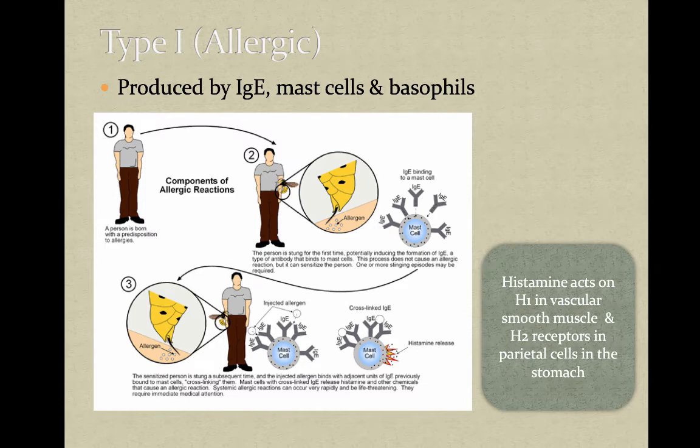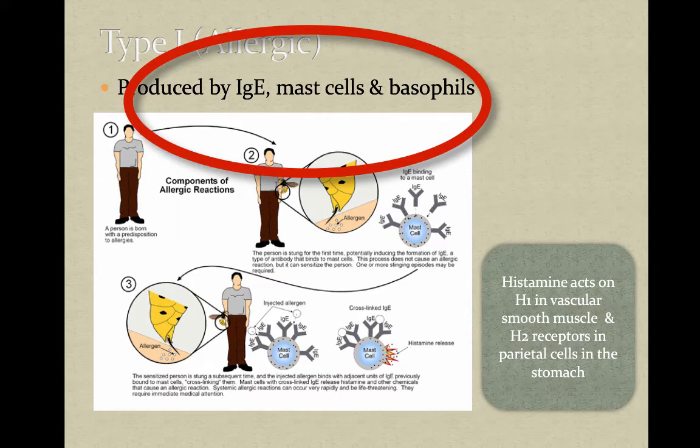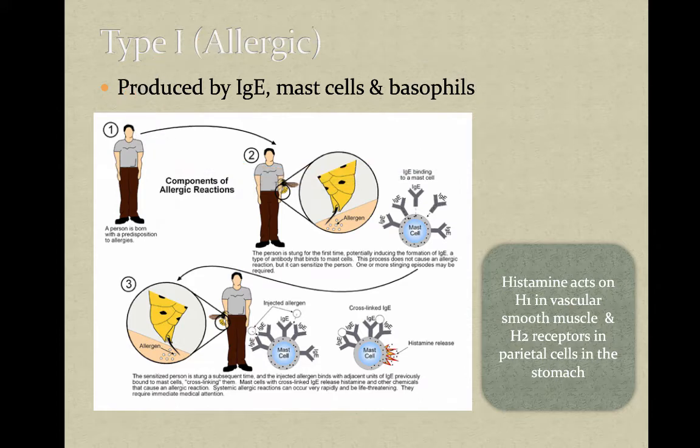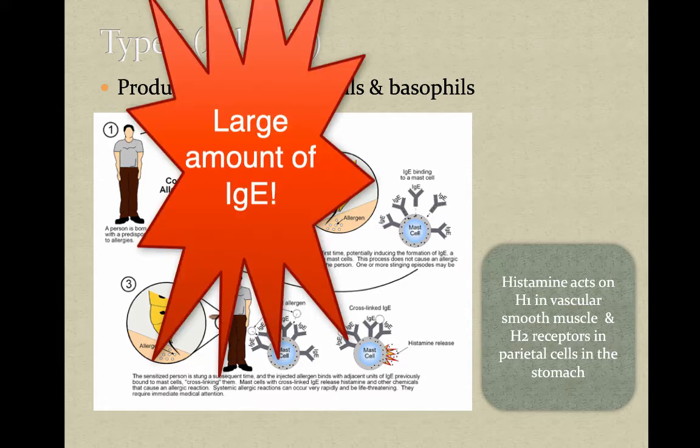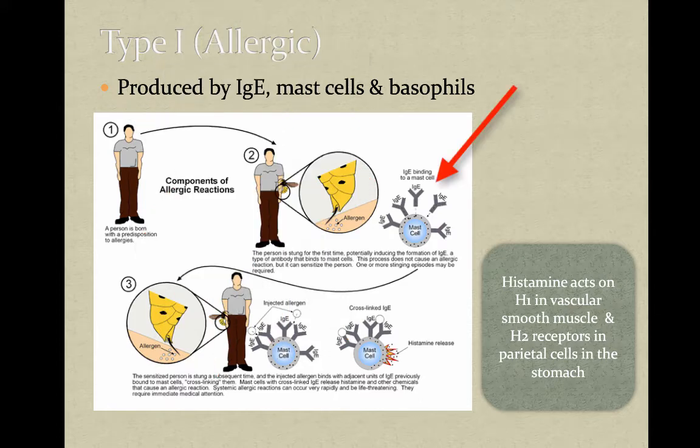So true allergies are actually considered type 1 hypersensitivity responses, and they are produced by IgE. Now IgE targets mast cells and basophils. So what happens is a person is initially exposed to an allergen. Now this can be environmental, this can be a medication such as an NSAID or penicillin, an insect venom, or a food such as nuts or shellfish or eggs, but a person is initially exposed to an allergen.